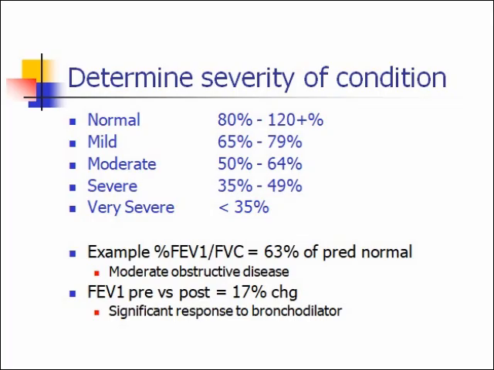So an example would be if you had an FEV1 to FVC ratio of 63% of predicted normal, that would be stated as a moderate obstructive condition or disease. The FEV1 pre and post change, if it's 17%, let's say, then that's a significant response to bronchodilator.